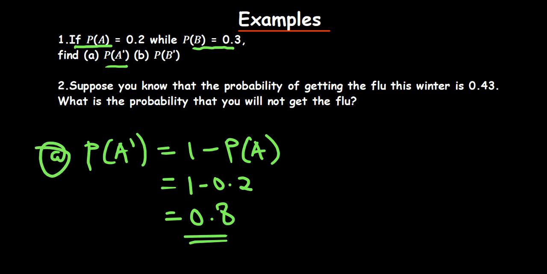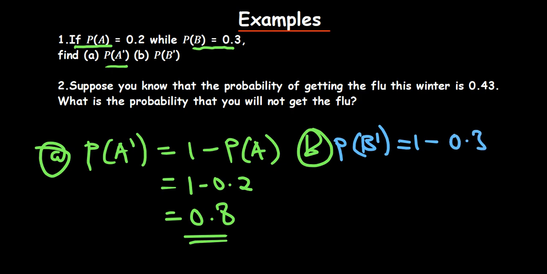And then for B, we are finding the probability of B complement. We are still using the same formula. So B complement is equal to 1 minus the probability of B. The probability of B there is 0.3, so this will just be 0.7. This will be the answer there. So we are done with the first question. All right, and then let's look at the second one.